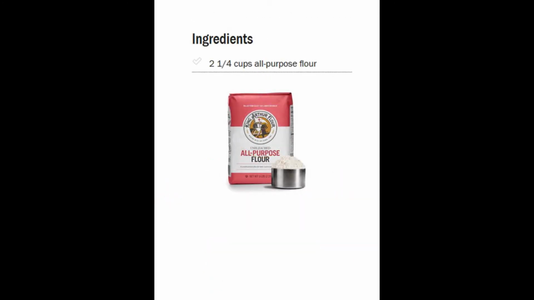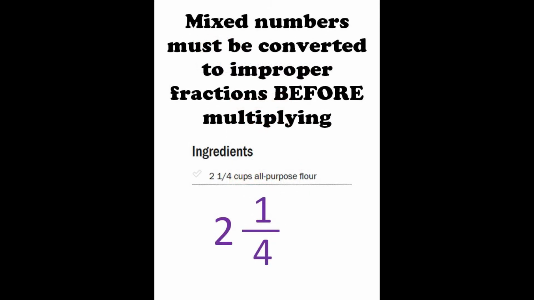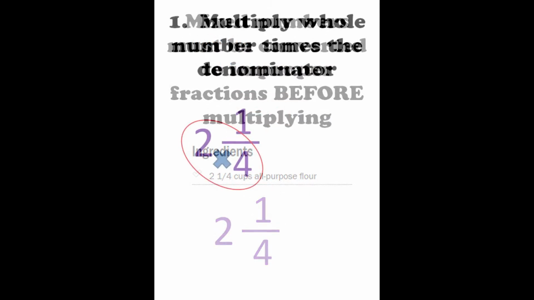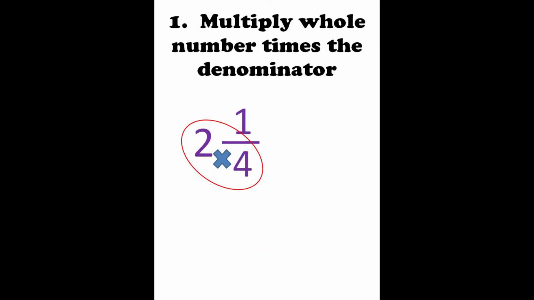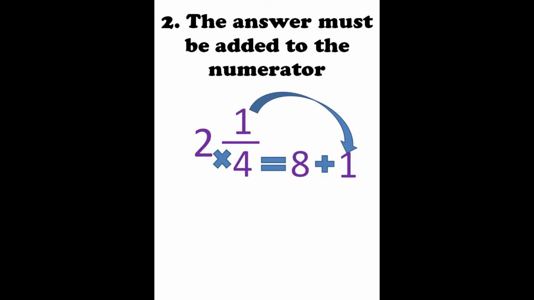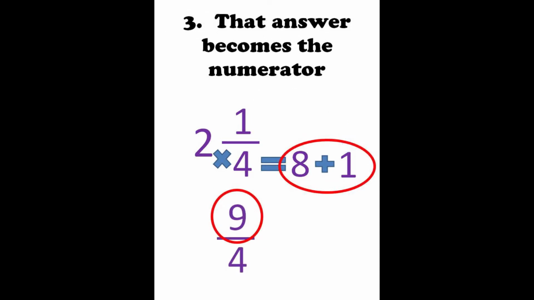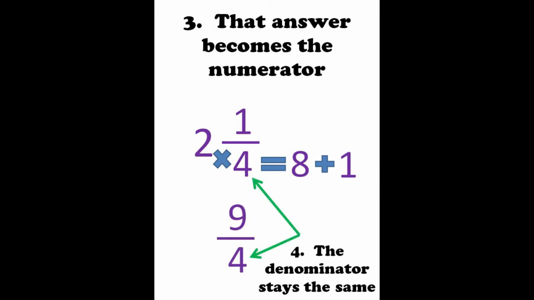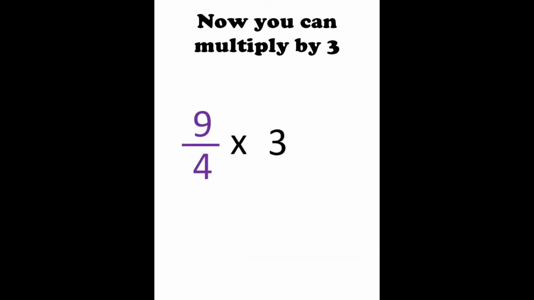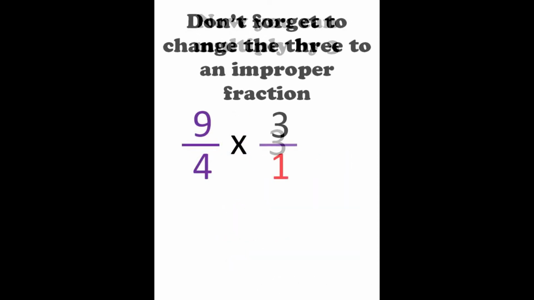Now, let's look at another ingredient, flour. There's 2 1/4 cups of flour required. Before you can multiply with a mixed number, you have to convert it. Change that by multiplying the whole number times the denominator, and then adding that to the numerator. The denominator stays the same. Now you can multiply 9/4 times 3, or 3/1.